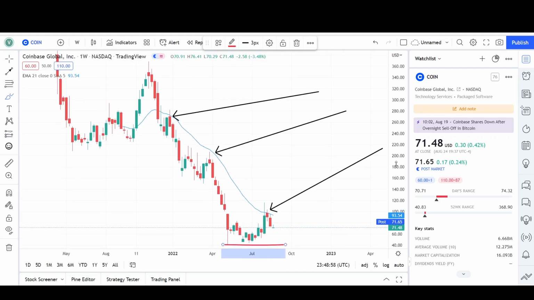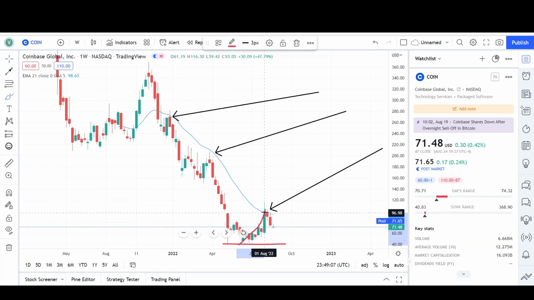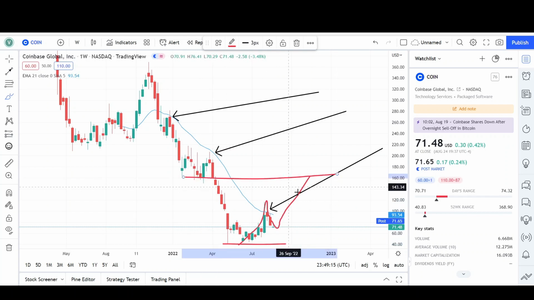I'm looking for lower price targets. Could we get another leg up? Possibly something like this right here, where we see that impulse that we just got, and we're right now in a pullback. Can we see another large leg up and retest that breakout at the 160 level? That's a possibility.